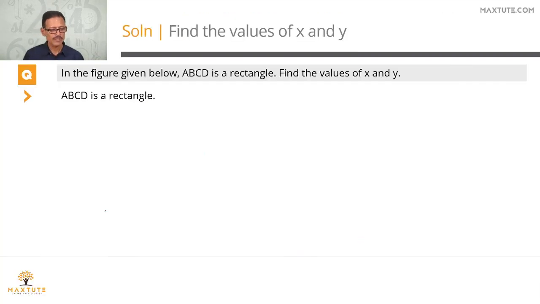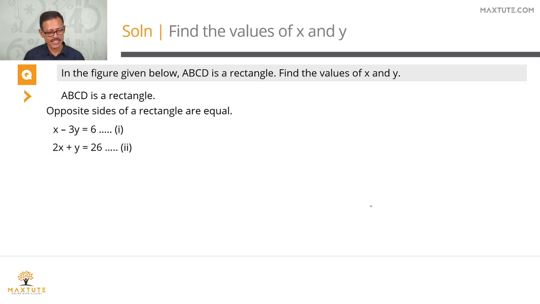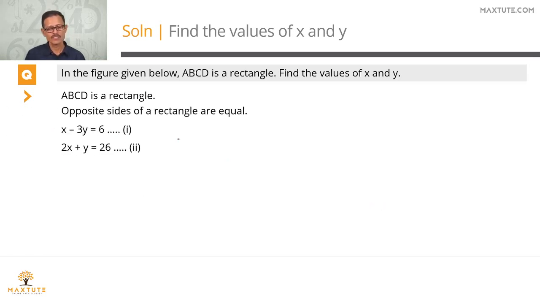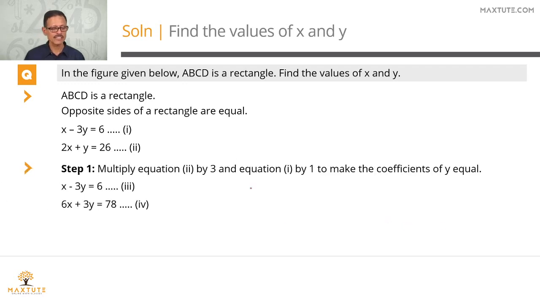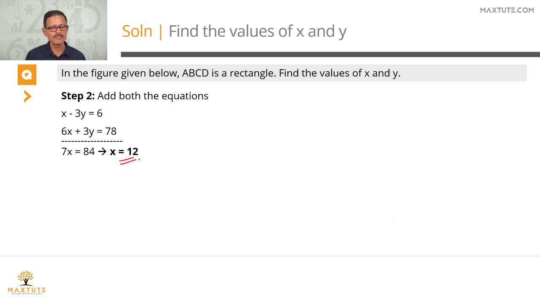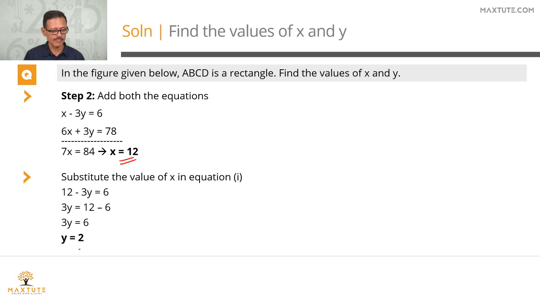Summarize it in a printed form. ABCD is a rectangle, so opposite sides are equal, which means x minus 3y, which is mentioned on one side, is equal to 6, the width. 2x plus y is the length mentioned on one side, 26 is the length mentioned on the other side. We're going to solve this by multiplying the second equation with a 3. This is what it resulted in. Adding these two to find the value of x as 12, substituting that in one of the equations to find the value of y as 2. Let's move to the next one.